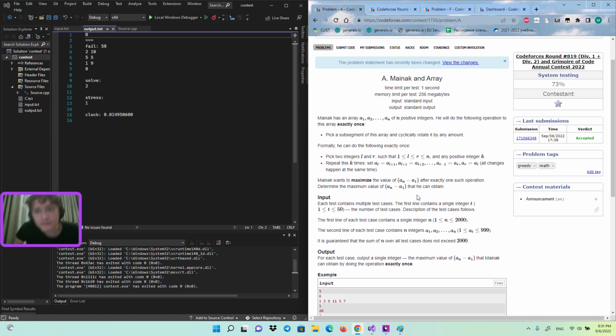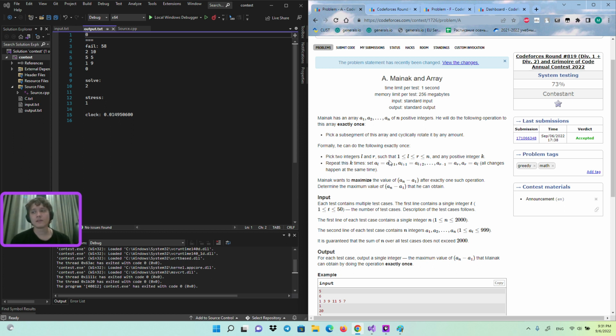So problem A is not a really hard problem. You can pick a subsegment of this array and cyclically rotate it by any amount, and he wants to maximize this number after exactly one such operation.